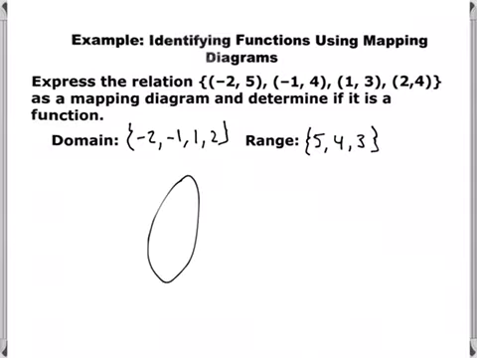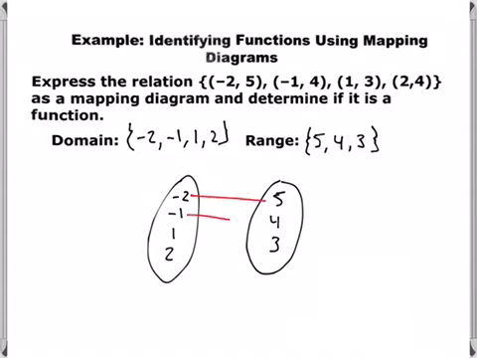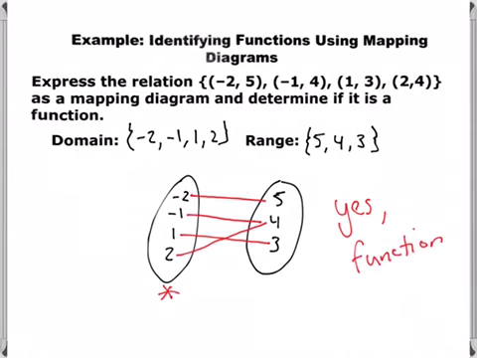All right, so we create our mapping diagram. So we've got our 2 ovals. There we go. -2, -1, 1, and 2, 5, 4, and 3. And so now we draw lines between the inputs and their outputs, or the domain and the range. So -2 goes with 5, -1 goes with 4, 1 goes with 3, and then 2 goes with 4. So once again, each of our input values, or our domain values, is used only once. So yes, this is a function. Each is used once, and they each go to one output.